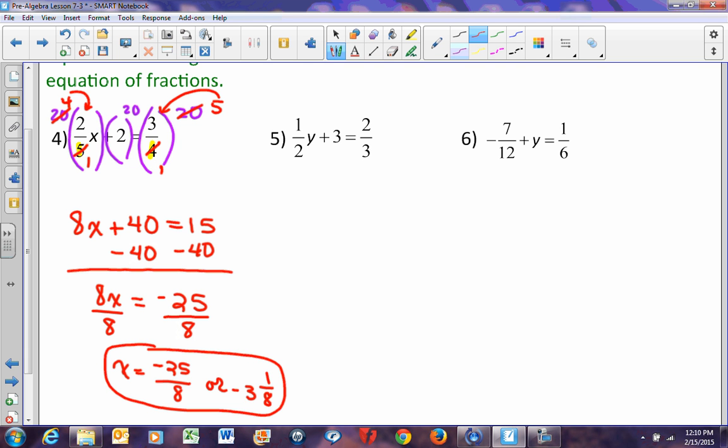Let's look at problem number 5. Again, we have more than one fraction, so it's going to be easier if we deal with what the common denominator between these two numbers would be.